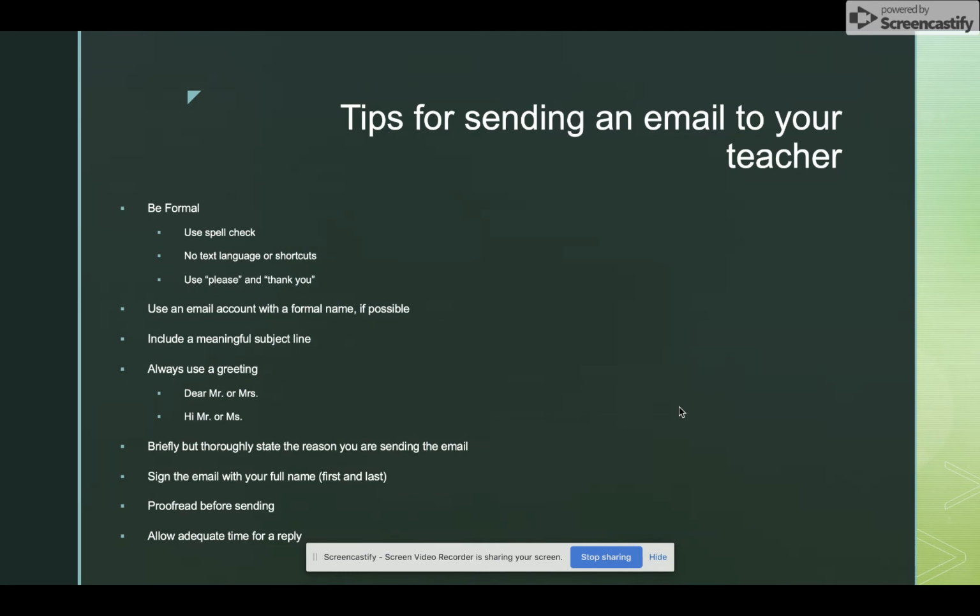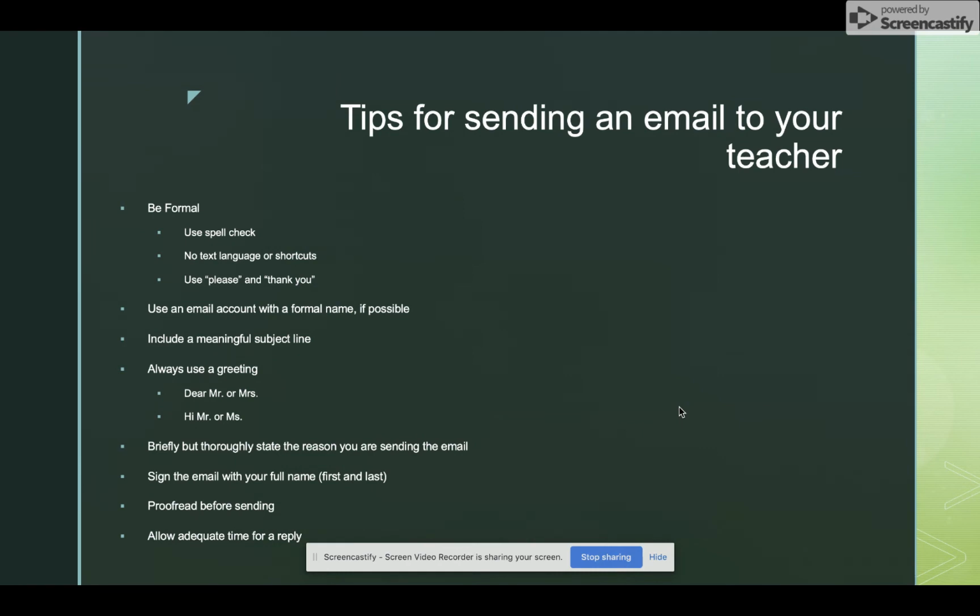The next thing we want to do is we want to always use a greeting in our email. So don't just go right into your email, but actually greet the person that you're emailing. So if you're sending something to me, you want to say, "Dear Miss Scott," or "Hi Miss Scott," or "Hello Miss Scott," "Good afternoon Miss Scott," some type of greeting before you get into the actual meat of your email.